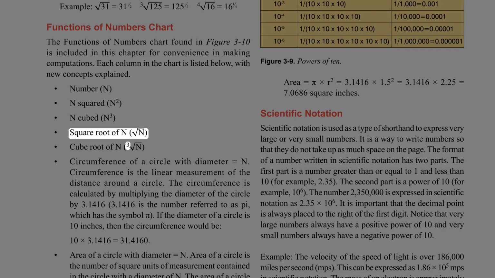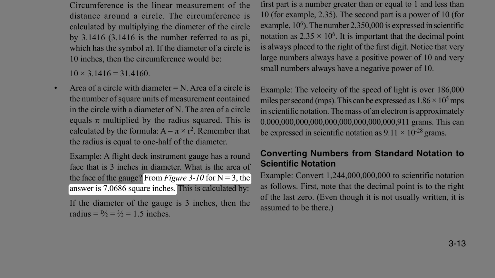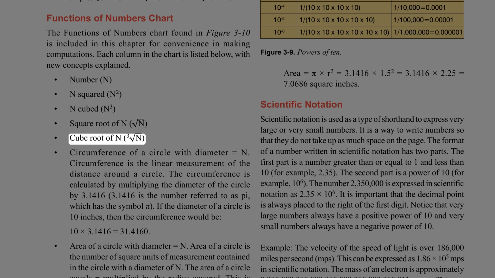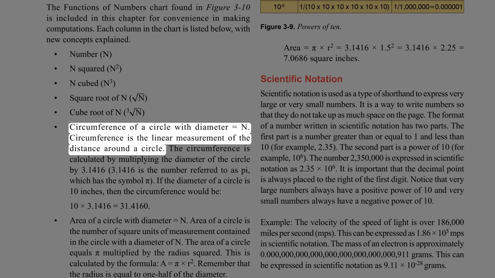From figure 3-10, for n equals 3, the answer is 7.0686 square inches. This is calculated by, if the diameter of the gauge is 3 inches, then the radius equals d/2 equals 3/2 equals 1.5 inches. Circumference of a circle with diameter equals n. Circumference is the linear measurement of the distance around a circle.